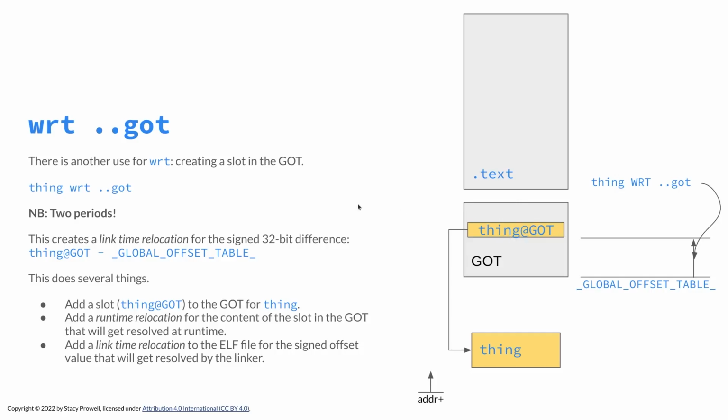In addition, we have to replace this in the code with the actual distance here. So it creates a link time relocation for this value, right? The linker is going to lay out the GOT and the text section and whatever else in the file. And so it'll know what this distance is, and it can patch that at link time. And then at runtime, the loader can patch this address. So it also creates a runtime relocation for that.